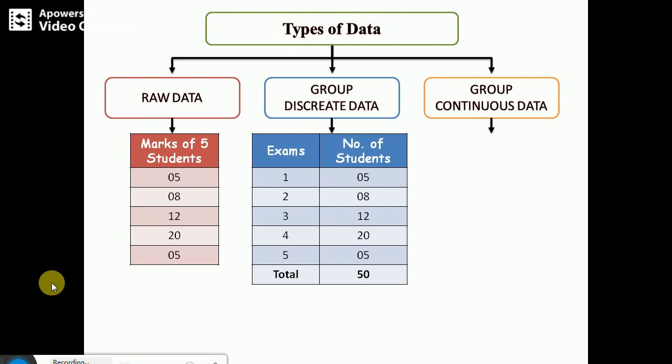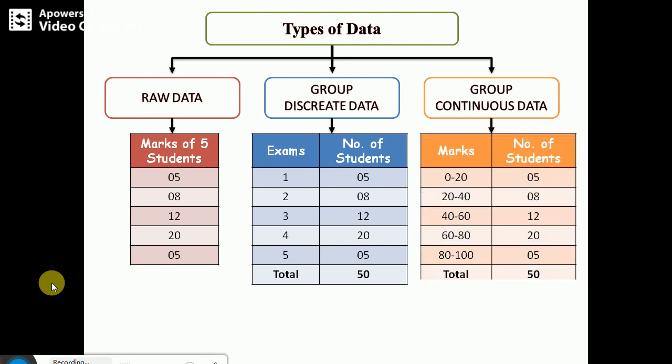Now let us talk about group continuous data. In group continuous data, again we have two elements. First is the original data and second is frequency. But there is a difference between group discrete data and group continuous data. What is the difference? You can easily identify that in discrete data we had a single number as a class, but in continuous data we have a range as a class.